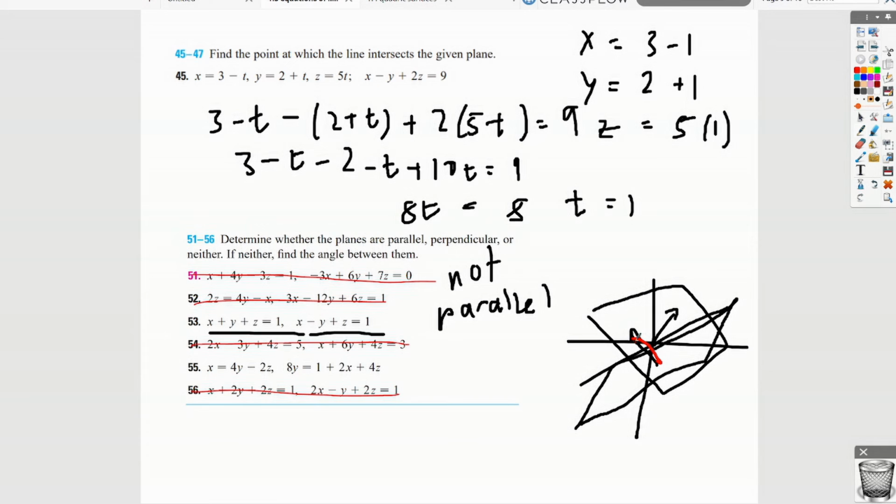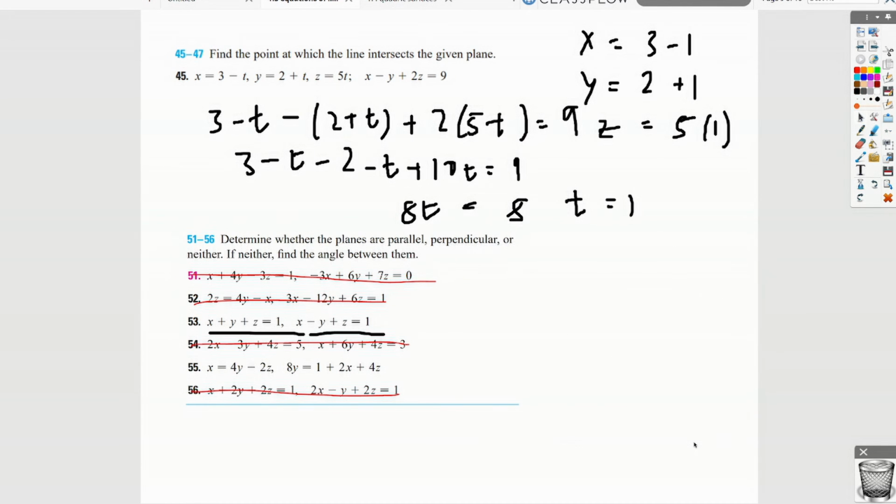So if one plane has a perpendicular like this, and the other plane's perpendicular like this, their vectors have to be perpendicular as well. And that makes sense if you think about it. So how are vectors perpendicular to each other? Well, you just have to take the dot product and see if it's equal to 0. So let's do that right now.